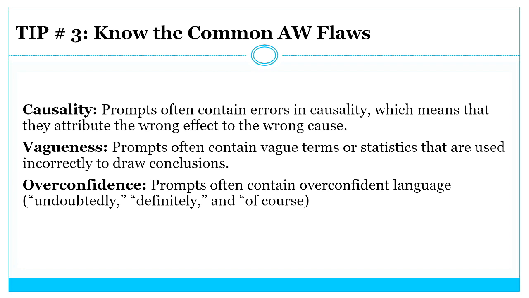So ये आपने देखना कि cause and effect relationship mentioned within the argument, the prompt, is correct. The relationship should make sense. Vagueness. Prompts often contain vague terms or statistics that are used incorrectly to draw conclusions. Yes, so you need to find this out.